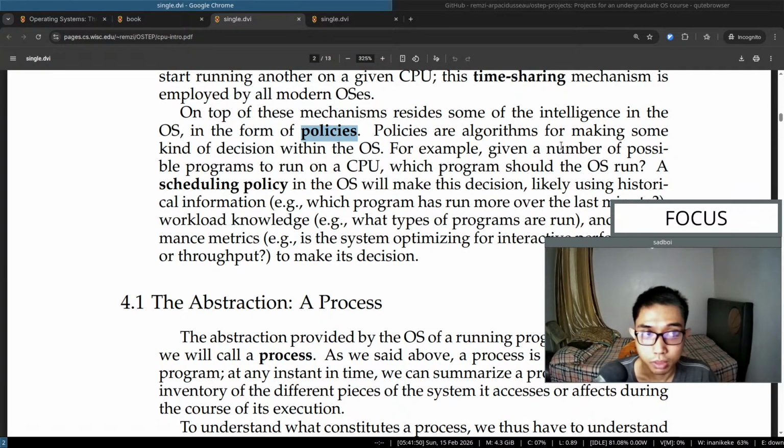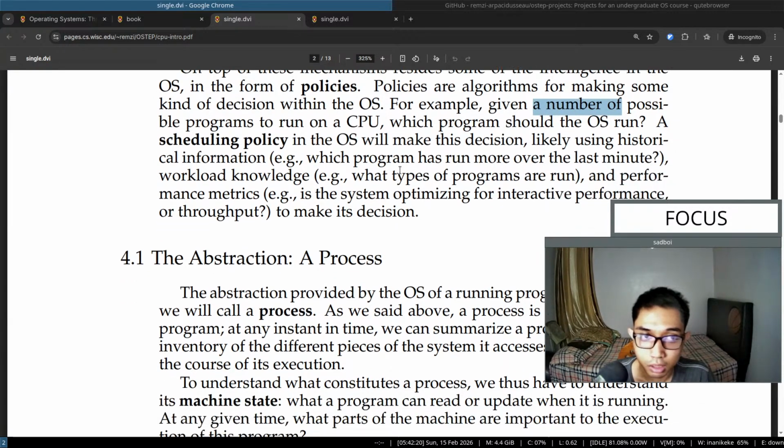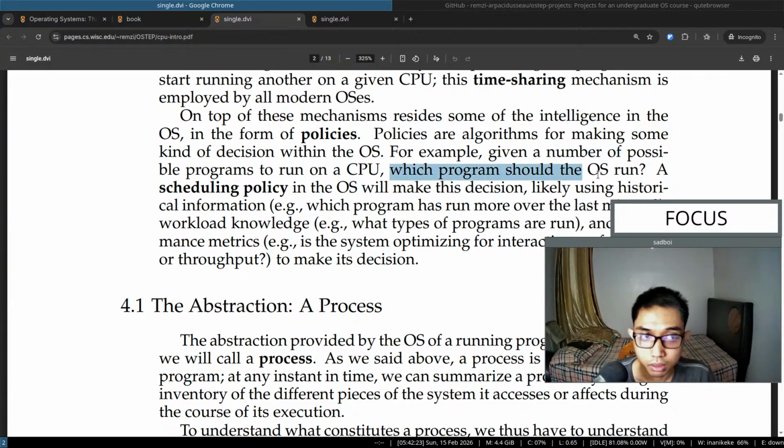Policies are algorithms for making some kind of decision within the operating system. For example, given a number of possible programs to run on a CPU, which program should the OS run? Which program should the operating system run first? Maybe some kind of order or requirement, maybe. We will see.